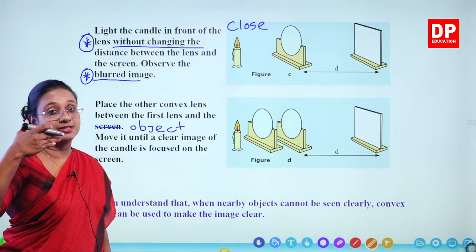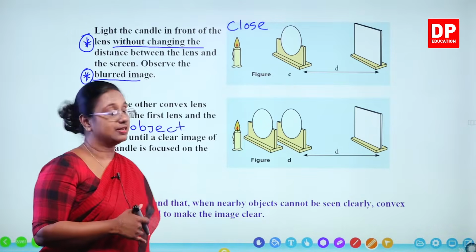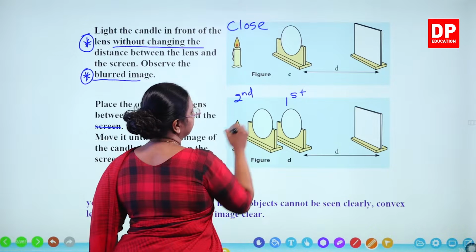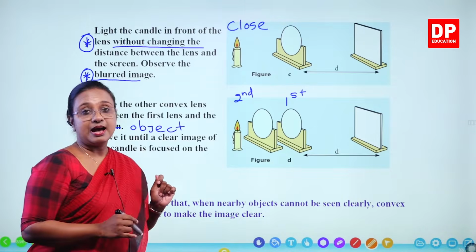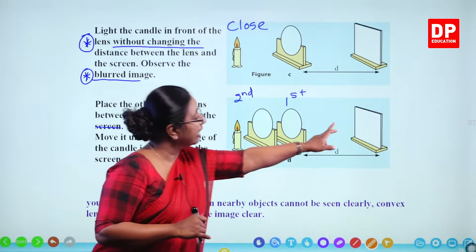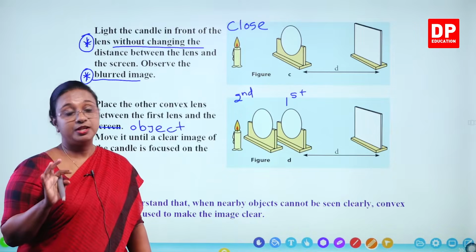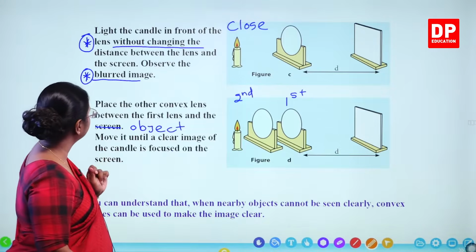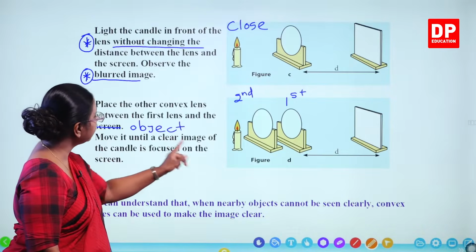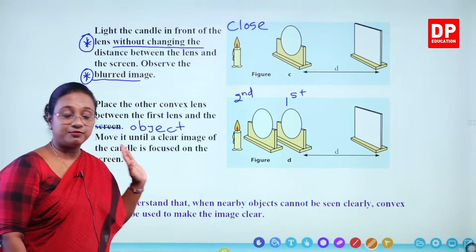We are going to wear the spectacles. So the lens is in front of the first lens. So this is the first lens, this is the second lens. So we keep that there and we try to adjust it a little bit, move it here and there until you get a clear image on this screen. That is what we are going to do here. So place the other convex lens between the first lens and the object. Move it until a clear image of the candle is focused on the screen. So that is what you have to do.